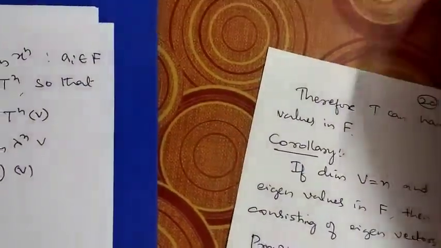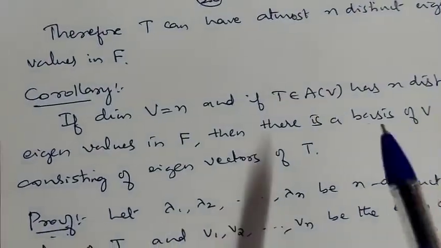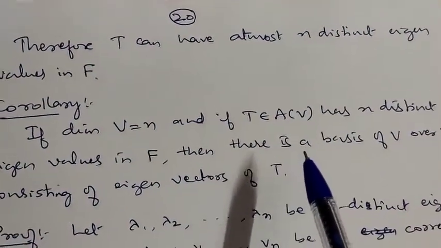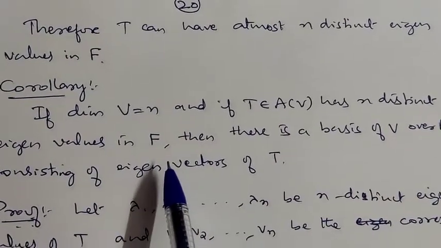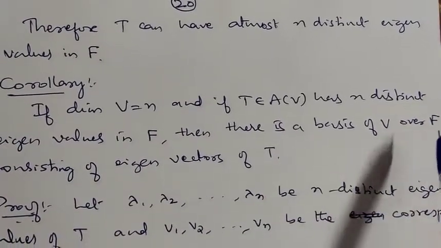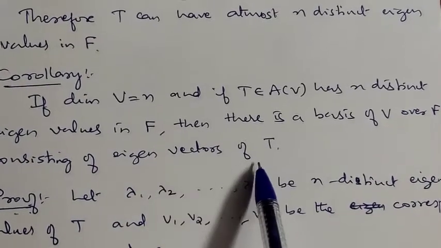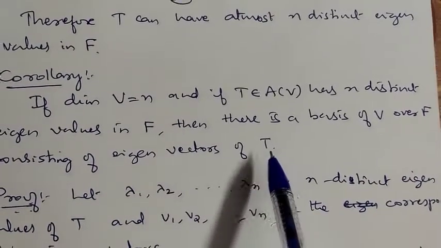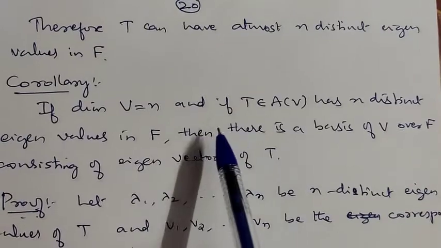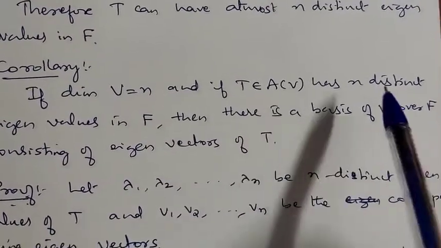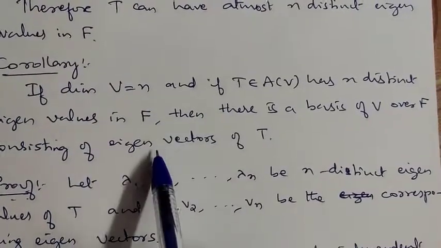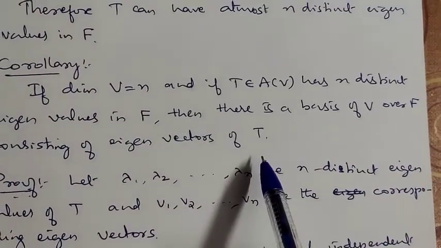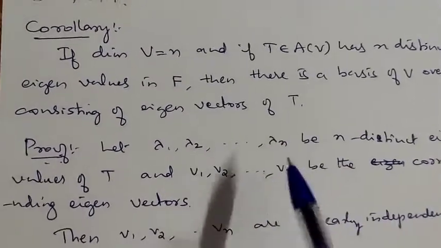Suppose the dimension of the vector space V is n and T belongs to A(V) has n distinct eigenvalues in F. Then there exists a basis of V consisting of eigenvectors of T. This means if the dimension of V is n and T belongs to A(V) has n distinct eigenvalues, then a basis of V contains these eigenvectors. So let's prove this.